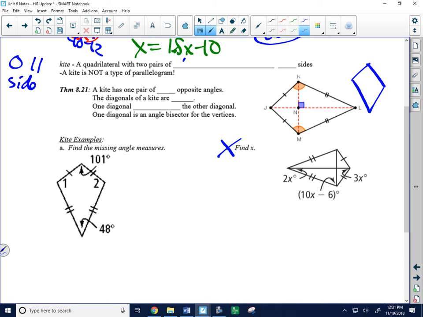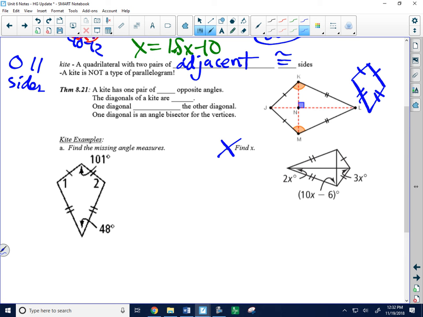The actual definition, though, is 2 sets of adjacent congruent sides. In the diagram here, it's JK to JM. Those are congruent, like a traditional kite, top 2 sides. And then KL and ML. So that's the definition. It's not a trapezoid, it's not a parallelogram, it has none of those properties.